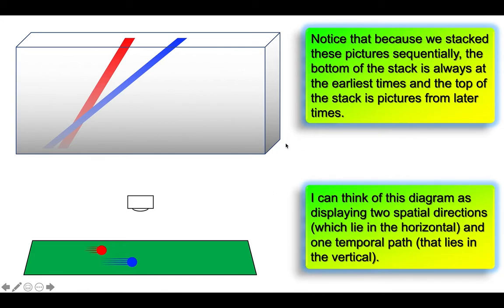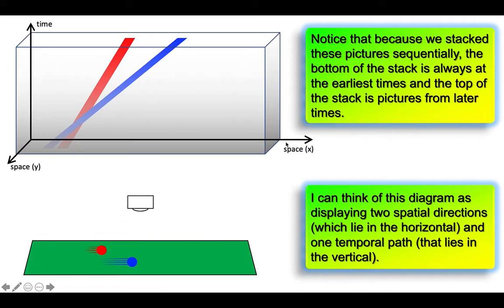And because I'm stacking these pictures in order, the vertical direction describes time moving forward, as time moves on. So I have two directions describing a spatial location, and I have one direction, upward in this case, describing what moment in time it is. Or I could think of that as a location in time.